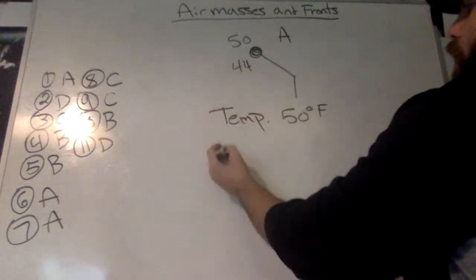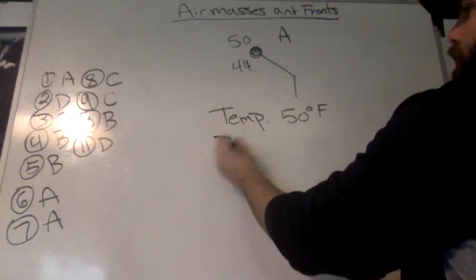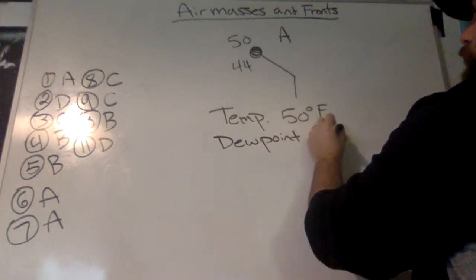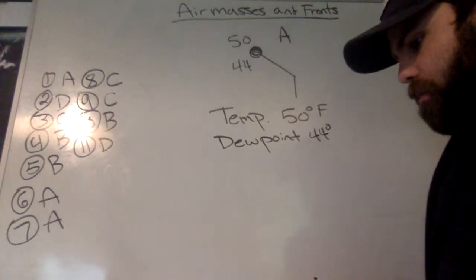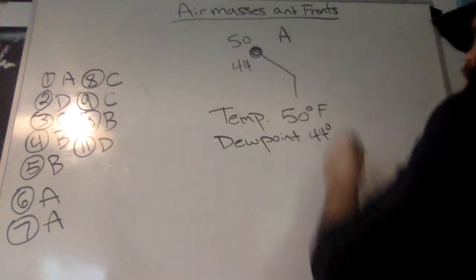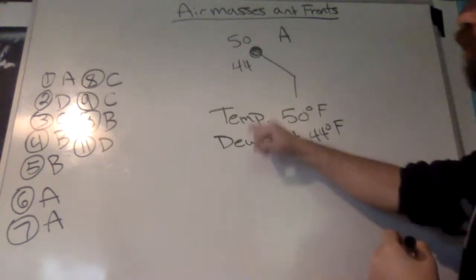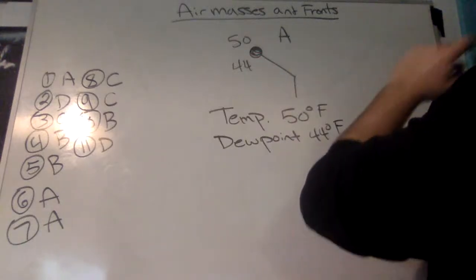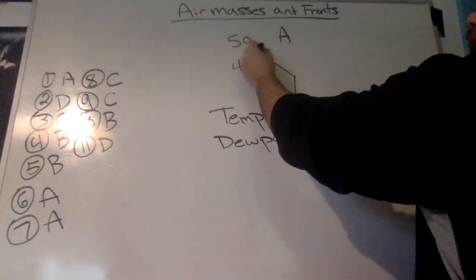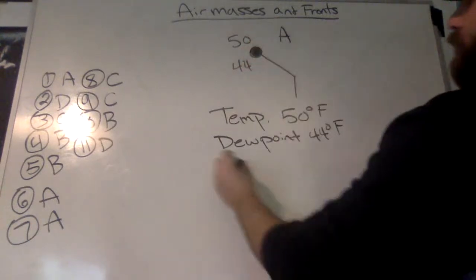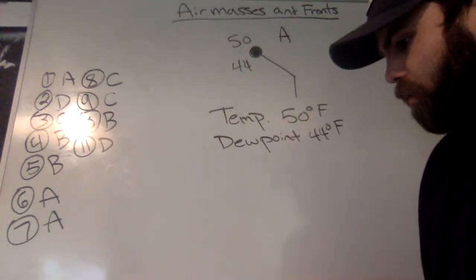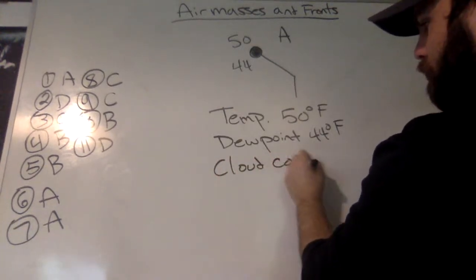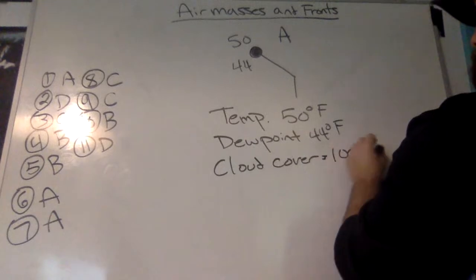Now, the lower one, if we use the reference table, is our dew point, okay? And we got 44 degrees. And we make sure that we check it right, and that's also in Fahrenheit. So those are our two numbers that they give us, okay? Now, our station model is completely shaded in. So our cloud coverage is going to be 100%.